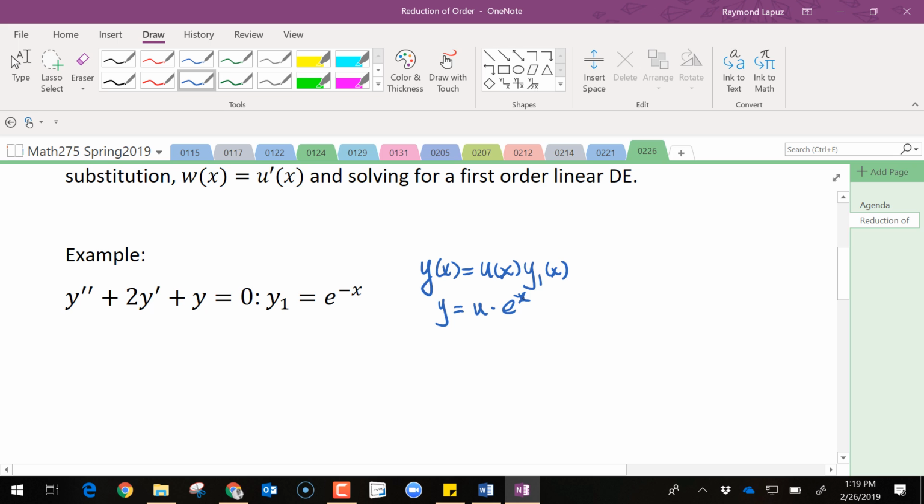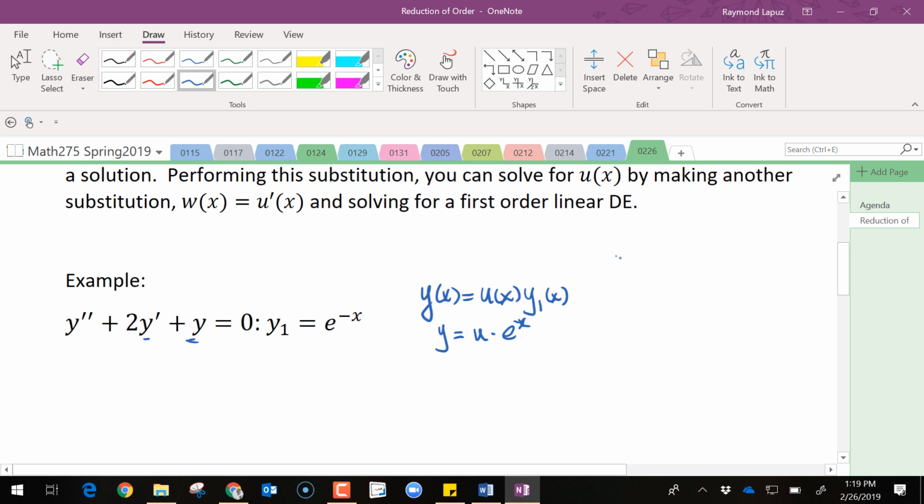So what do I need for y? I need the first derivative and the second derivative. So let's take some derivatives here. Y prime is equal to, now u is a function of x, although I dropped the parentheses x there, but we have to assume that u is a function of x. And so we need to do that product rule, right? So u prime, derivative of the first times the second, plus the first times the derivative of the second.